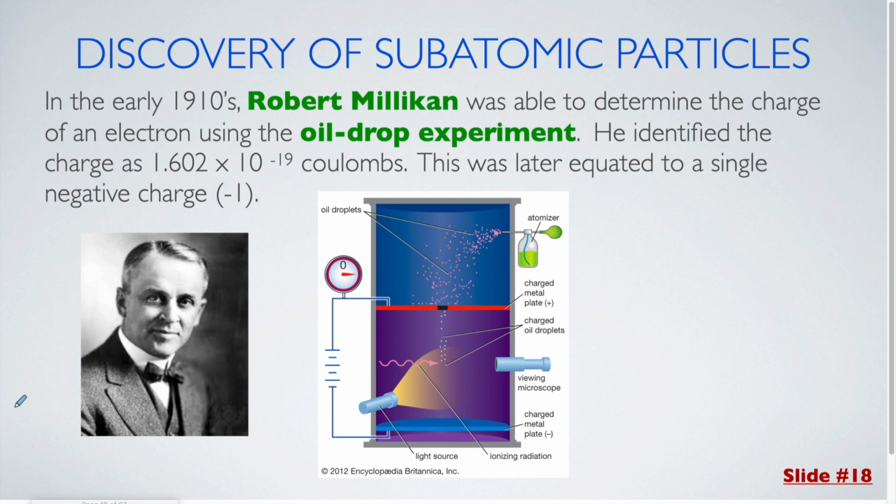In the early 1910s, Robert Millikan was able to determine the charge of an electron using the oil drop experiment. He later identified the charge as 1.602 times 10 to the negative 19th coulombs. This was later equated to a single negative charge. Essentially what you have here are oil droplets which are going to be suspended between two charged plates, and they were observing those with this microscope.